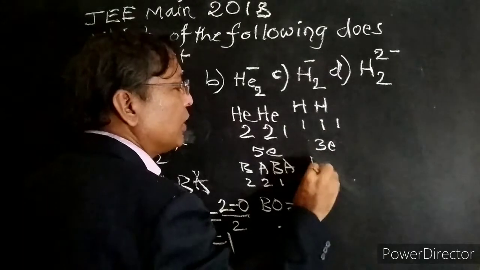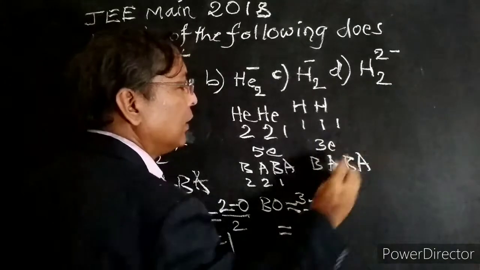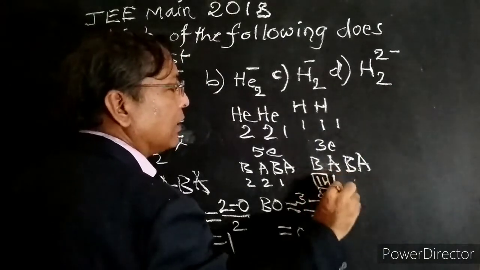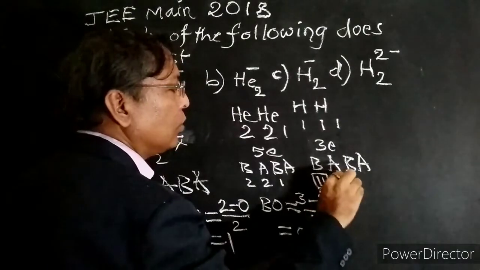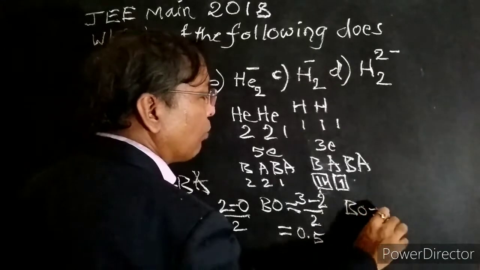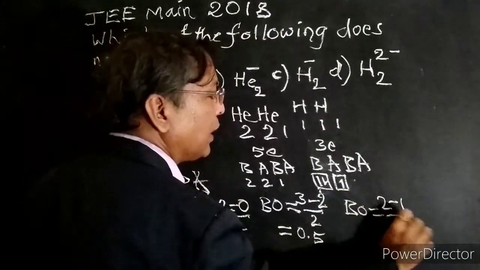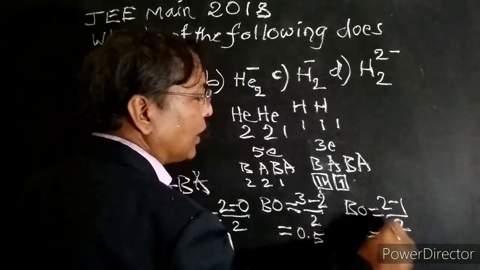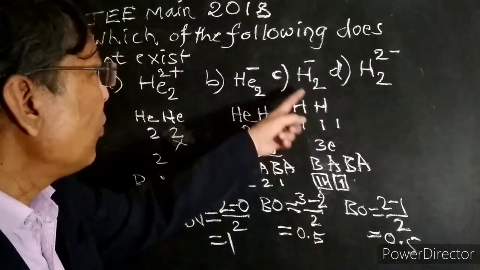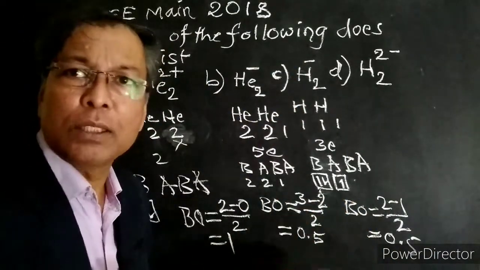Now, let us distribute these 3 electrons in bonding and anti-bonding orbitals. 2 electrons enter into bonding and the third electron enters into anti-bonding. So, the bond order formula: bond order equals the number of bonding electrons minus the number of anti-bonding electrons, 2 minus 1, divided by 2. Therefore, this is 1 upon 2, that means 0.5. The bond order of H2 minus is 0.5. Therefore, this molecule also exists.